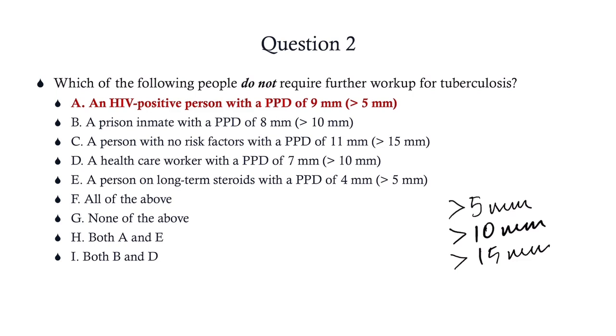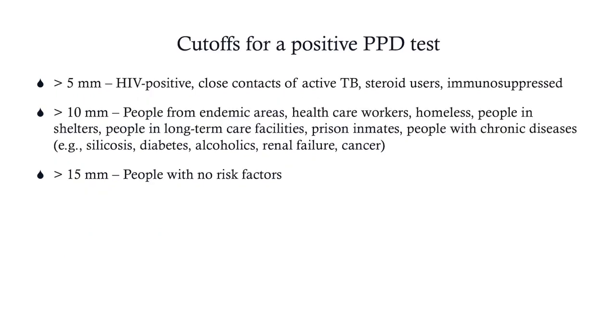Okay, so as we can see, so we'll go over here. The cutoffs, more than 5 millimeters is going to be, like I said, sick people and close contacts of those with active TB. Also, steroid users, they tend to be immunosuppressed because of the steroids, and then people who are immunosuppressed, so people with congenital immunodeficiencies, for instance. That could also include people on anti-transplant medications. More than 10 millimeters are going to be the people with high risk factors.